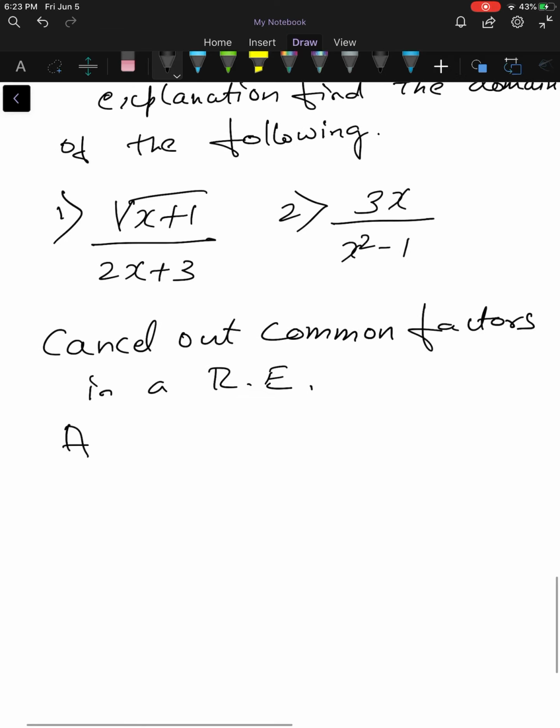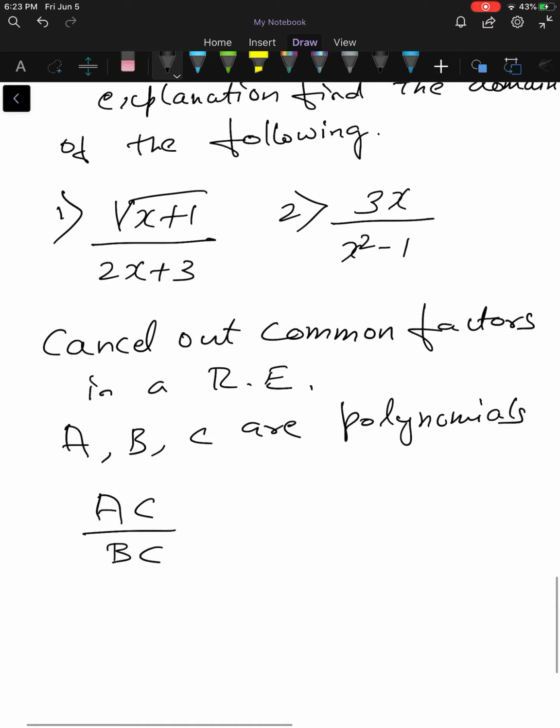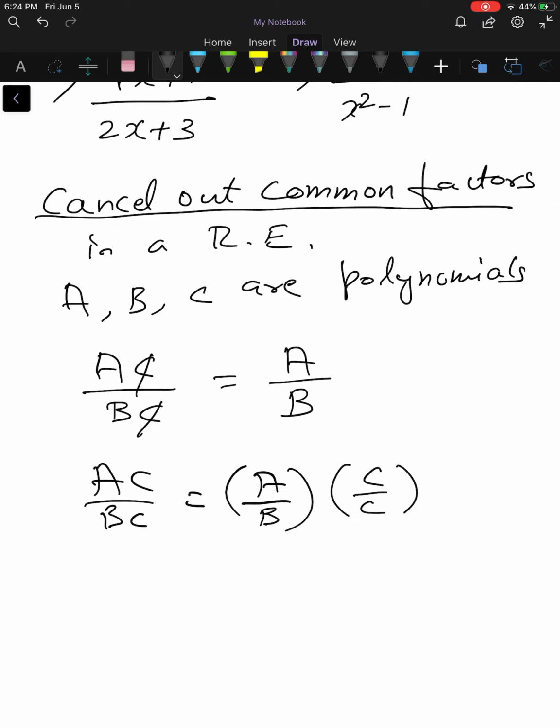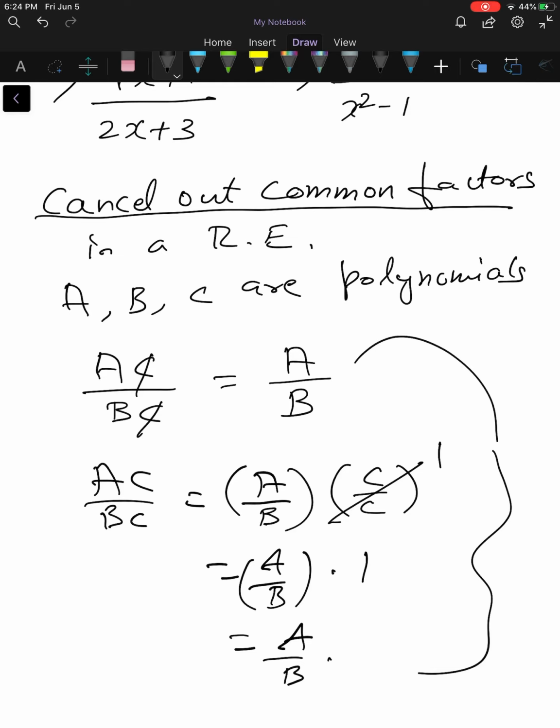That is defined as: if A, B, C are polynomials, and we have a rational expression like AC over BC, you can cancel out C, so you will just have A over B. So what is actually the process that leads to the name cancelling? AC by BC can be expressed as A over B times C over C. C divided by C is nothing but 1. So A over B multiplied by 1 is nothing but A over B. This is the process that is happening here.